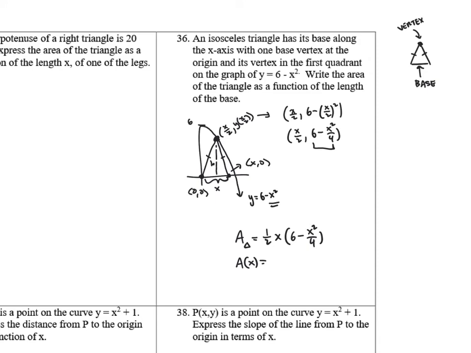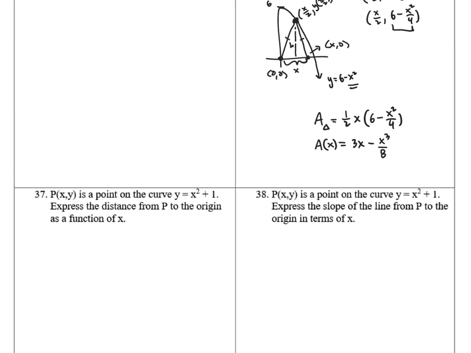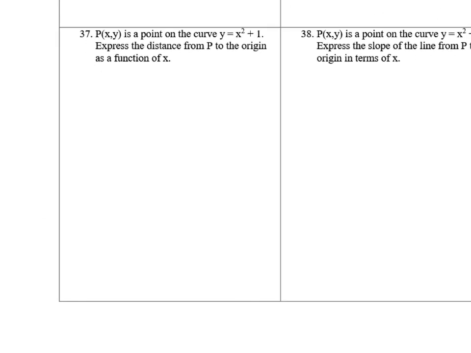I'm going to simplify it slightly. If I distribute 1/2 x, I get 3x minus x cubed over 8. Either of those two answers would be acceptable. The second is obviously much simpler, but both would satisfy the needs of that problem. Okay. Let's look at 37, and then we'll move on to the last slide.